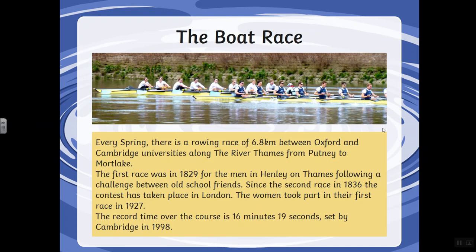The Boat Race. Every spring there is a rowing race of 6.8 kilometres between Oxford and Cambridge universities along the River Thames from Putney to Mortlake. The first race was in 1829 for the men in Henley-on-Thames, following a challenge between old school friends. Since the second race in 1836, the contest has taken place in London, and women took part in their first race in 1927. The record time over the course is 16 minutes and 19 seconds, set by Cambridge in 1998.